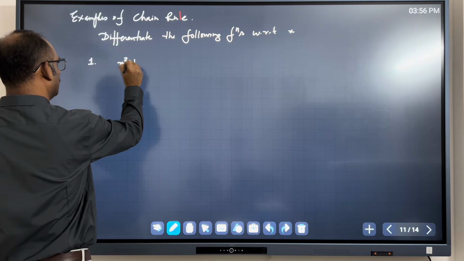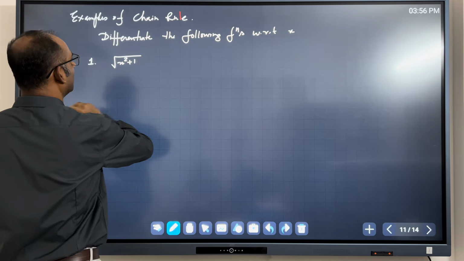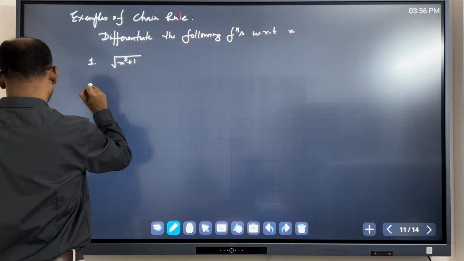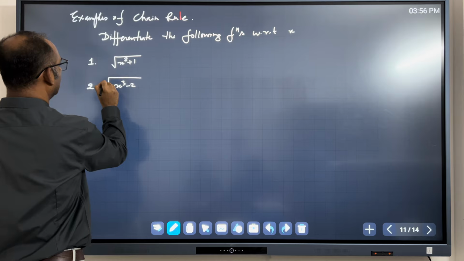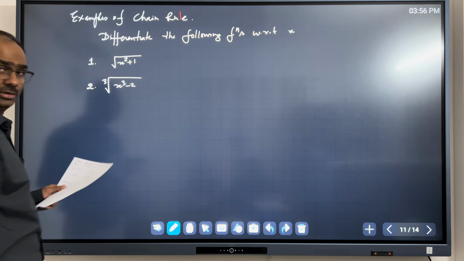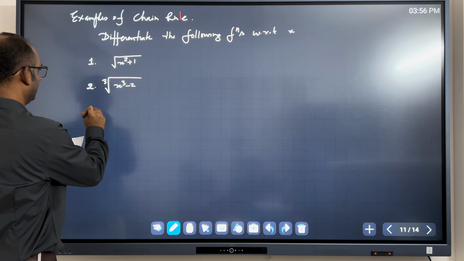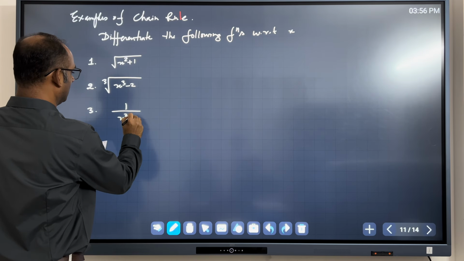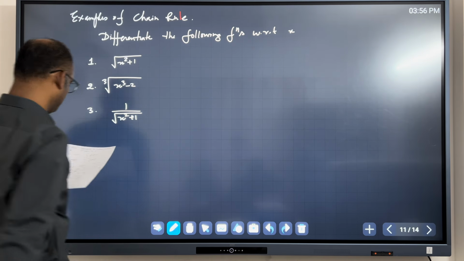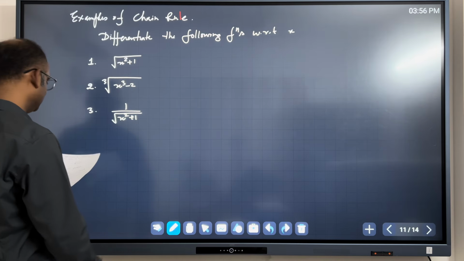Problem number 1 is square root of x square plus 1. Problem number 2 is cube root of x cube minus 2. Problem number 3 is 1 over the square root of x square plus 1, in the denominator.